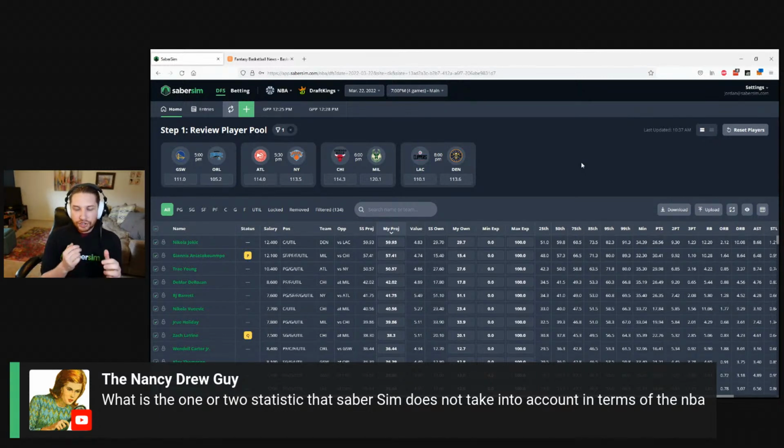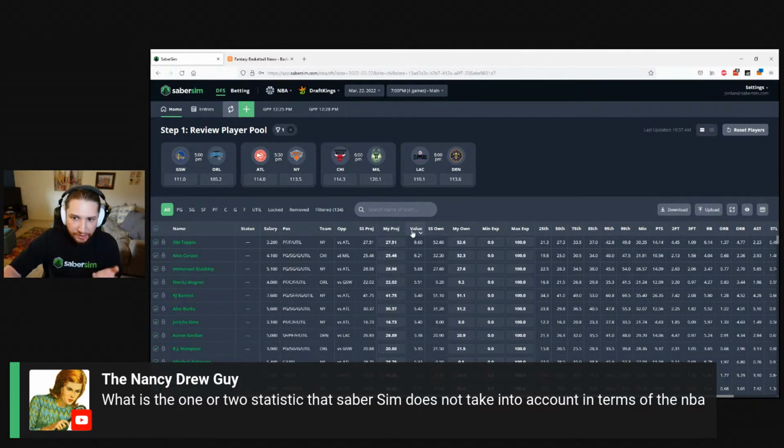So instead of trying to say, what's the one thing that SaberSim's not taking into account, take a critical eye to each game on the slate. Be skeptical. Look at what are the best overall value plays. Look at what the high ownership plays are. Here's a good one, right? Obi Toppin, projected as a 9x value on tonight's slate.